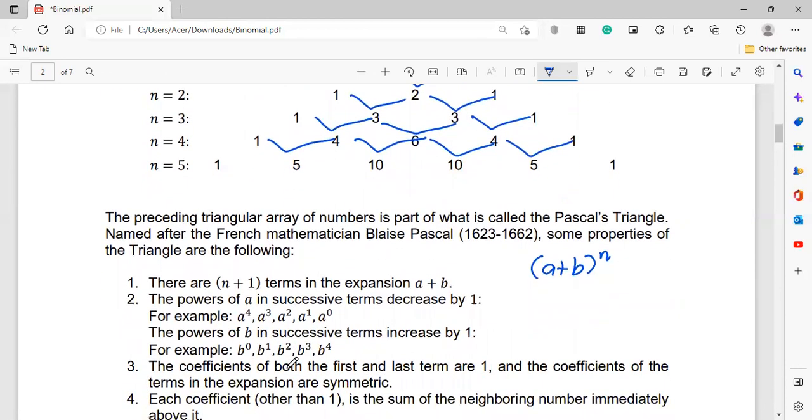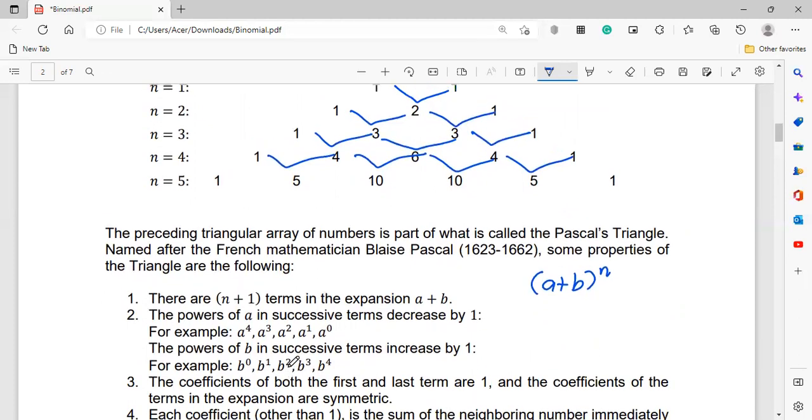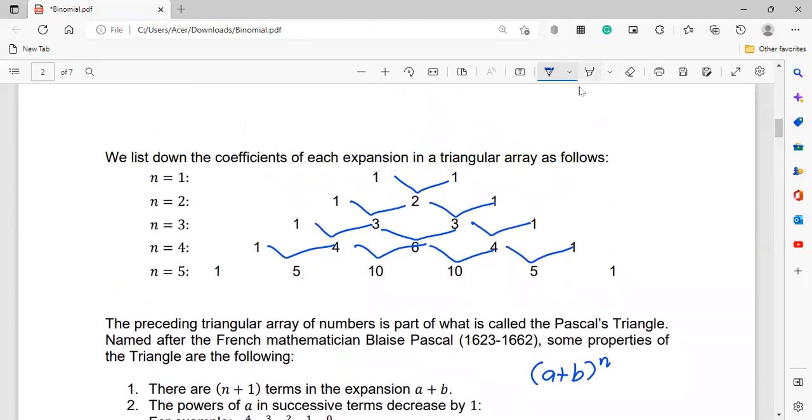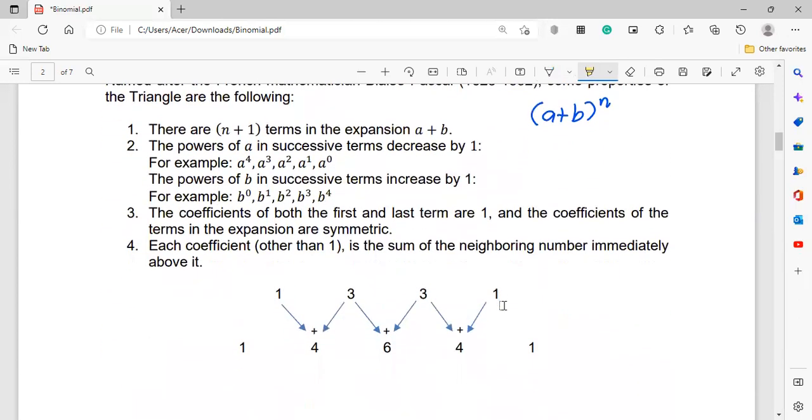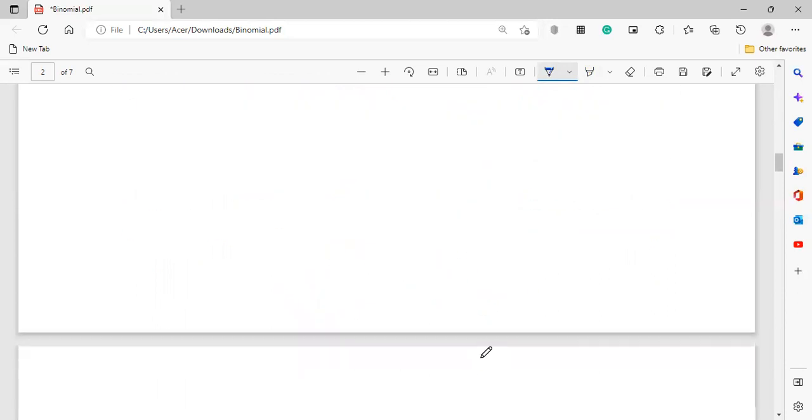The coefficients of both the first and last term are 1, and the coefficients of the terms in the expansion are symmetric. So, katulad nito, 2 ang gitna, so both 1. 3 and 3 ang gitna, both 1 din. 6 ang gitna, so we have 4 and 4, 1 and 1. 10 and 10 ang gitna, so we have 5 and 5. Symmetric ang magkabilaan. Okay? Each coefficient other than 1 is the sum of the neighboring numbers immediately above it. So yun yung demonstrated kanina. Above it, 1 plus 3 is 4, 3 plus 3 is 6, 3 plus 1 is 4.